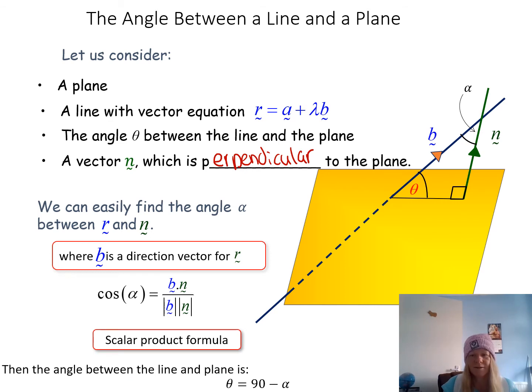If we're after this angle here, it's just the scalar product, the angle between two vectors. It's B dot n, divided by the mod of B and the mod of n. Now invert the cos, because it was the angle that we wanted in degrees. And then, as I said, to get theta, all you have to do is 90 minus alpha, and that will get you theta. So let's have a see.